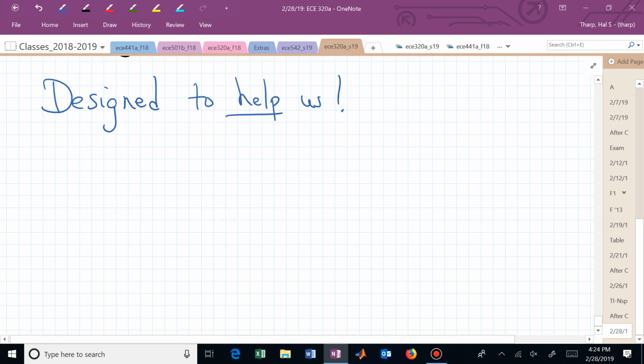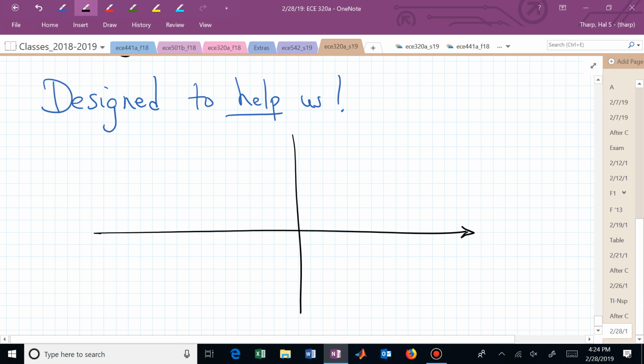And the way that you can start thinking of this is now you can get very comfortable over spring break with this plane, the s-plane. Here is the imaginary component of s in the vertical direction and the real component of s in the horizontal.